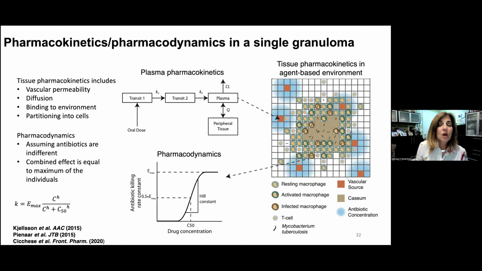So the first thing we want to do is build what's known as a pharmacokinetic and pharmacodynamic model and put that in GranSim. So the idea is we have a transit compartment. Some drugs have 1 or 2 compartments depending on the type of drug. That means you swallow it, it goes into your stomach, then maybe it goes into your blood, then it transfers to another area, and then it can come through the vascular sources in our model and get onto the granuloma. And once it gets there, we assume that the antibiotic kill is proportional to the drug concentration there in some kind of a Hill constant way.